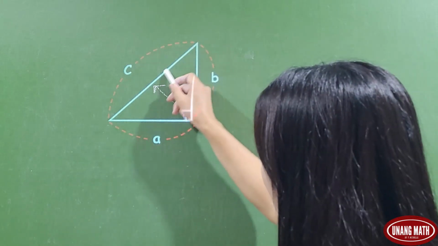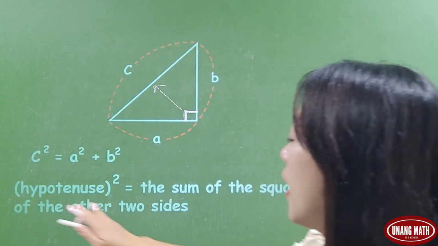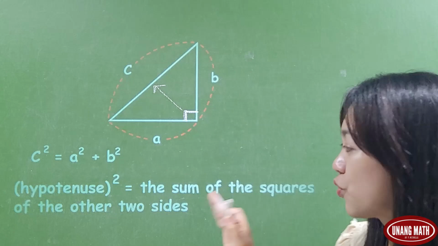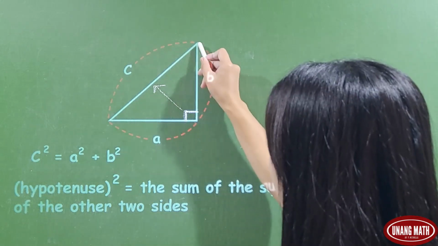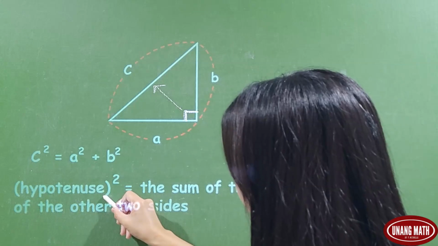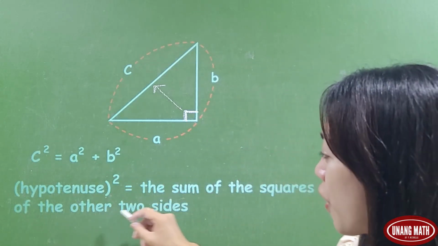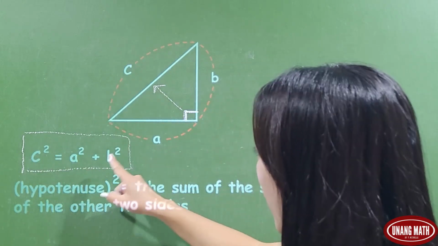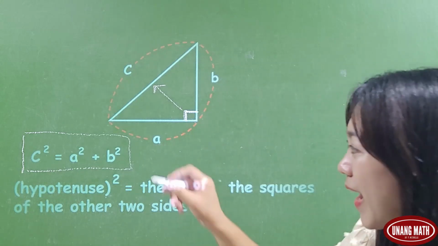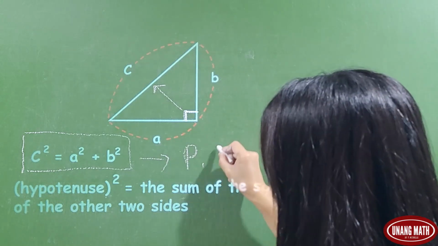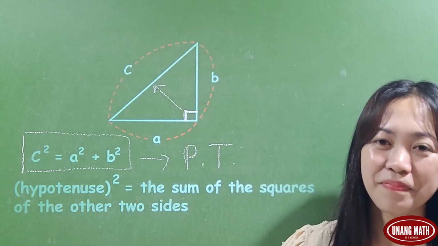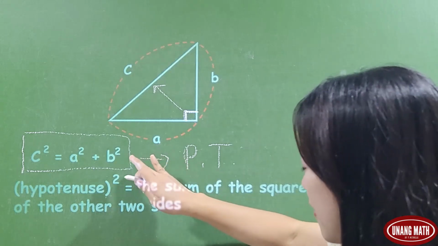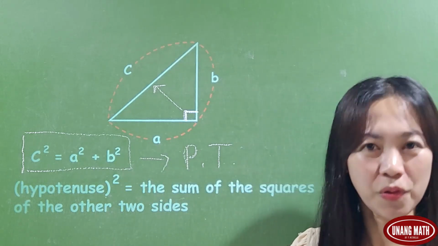If we square this hypotenuse, it is equal to the sum of the squares of the other two sides. So the hypotenuse squared is equal to the sum of the squares of the other two sides. It means c squared is equal to a squared plus b squared. And this is our Pythagorean Theorem.